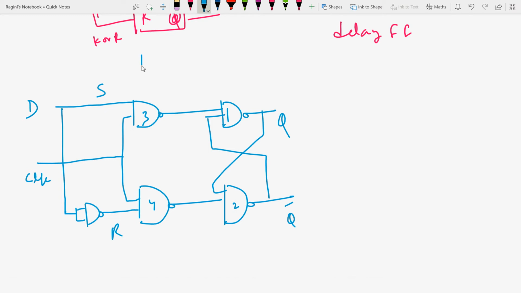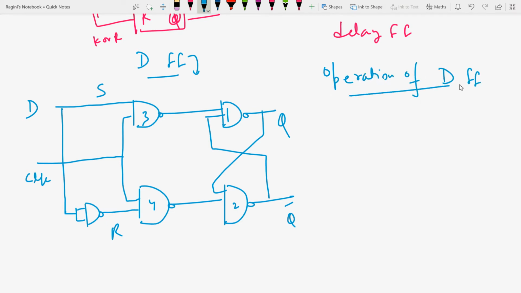Now, what will be the operation of the D flip-flop? This is the D flip-flop diagram. Now, what are the operations of the D flip-flop? See, first, let the D flip-flop be positive edge triggered. If D is equal to 1, then the inputs of the SR flip-flop will be S equal to 1 and R equal to 0, right? This is a set condition. And irrespective of the previous output, that means Qn equal to 0 or 1, Qn plus 1 will be equal to 1. It will be set to 1.